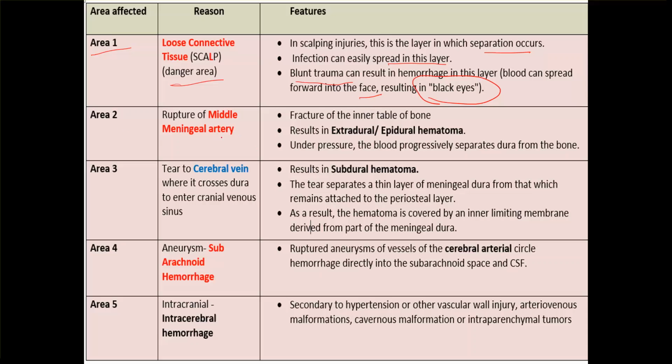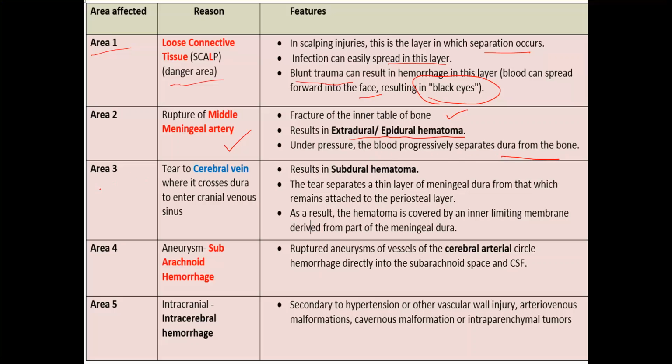Area 2 is the rupture of the middle meningeal artery, with fracture of the inner table of the bone. It is an extradural or epidural hematoma, and under pressure the blood progressively separates the dura from the bone.